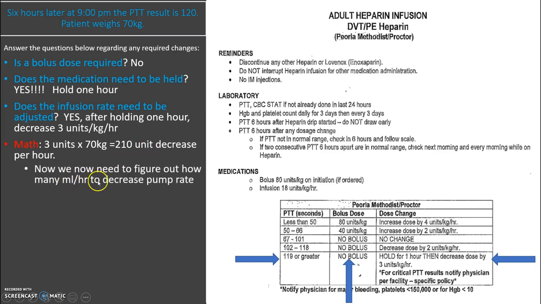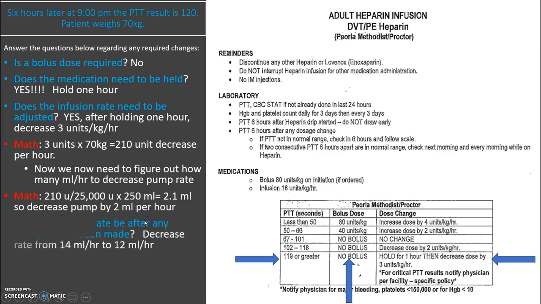Now we need to figure out how many milliliters to decrease the pump rate. Again, just a simple desire over have. 210 units over your have, which is 25,000 units in 250, so we need to decrease our pump by 2.1 milliliters. Go ahead and round that to 2 milliliters per hour. So once we're finished, we were at 14. If you remember that adjustment we made, we had moved from 13 to 14. Now we are going to decrease it to 12 milliliters per hour.